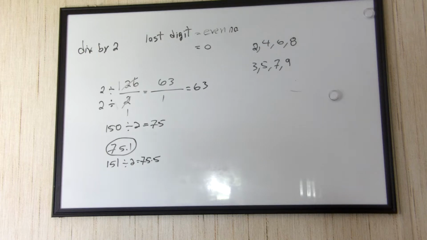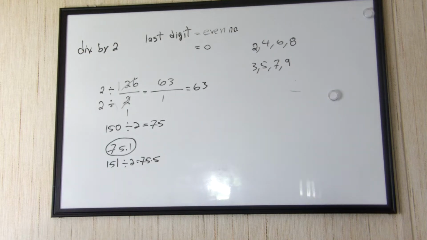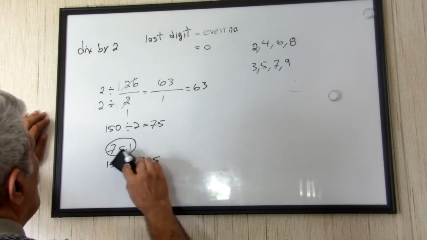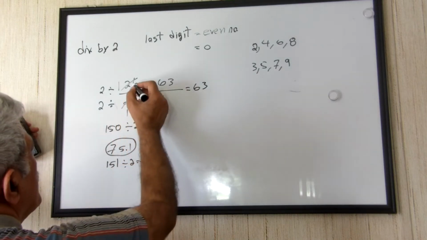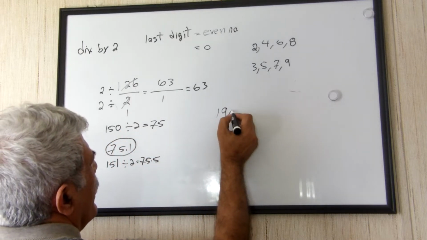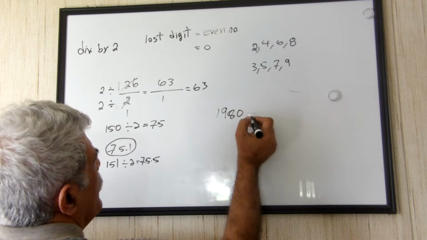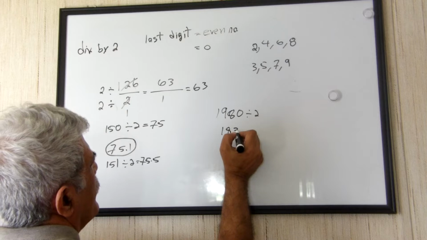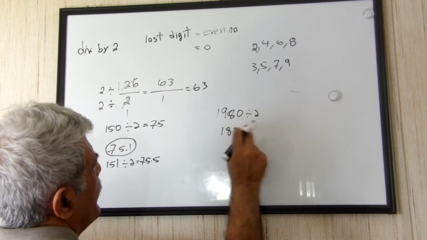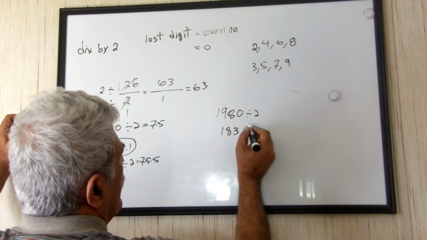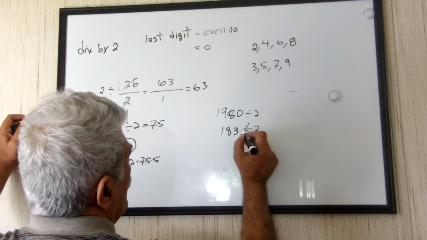So what I'm trying to say is, we are going to find out what numbers are divisible by 2. Either the last digit is an even number or 0. Like you say, 1980 is divisible by 2 because it has 0 at the end, and 183 is not divisible by 2 because it's an odd number at the end.